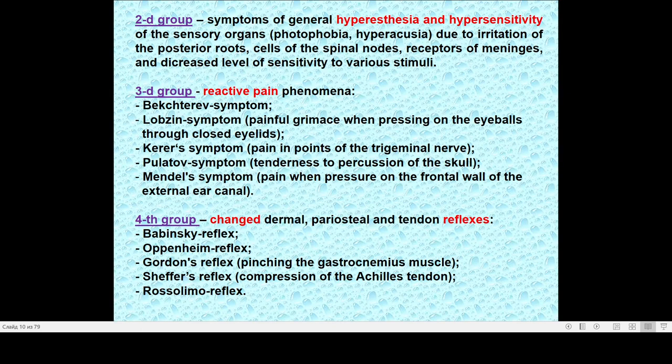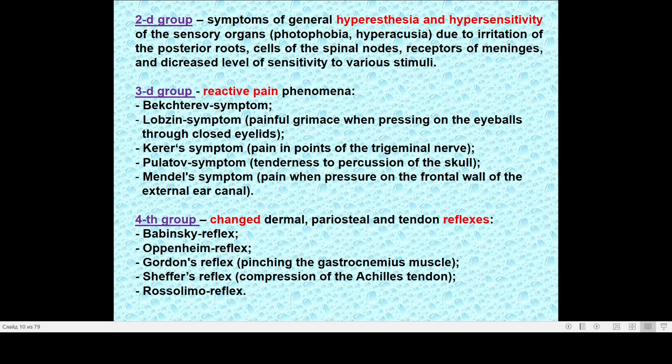The third group is the reactive pain phenomenon. There are Bechterew sign, Lobzin sign, Kerr sign, Pulatov sign, Mendel sign, and practically that's all that is included in reactive pain phenomenon. For example, Mendel sign is pain when you press on the frontal wall of the external ear channel. The patient feels strong pain.